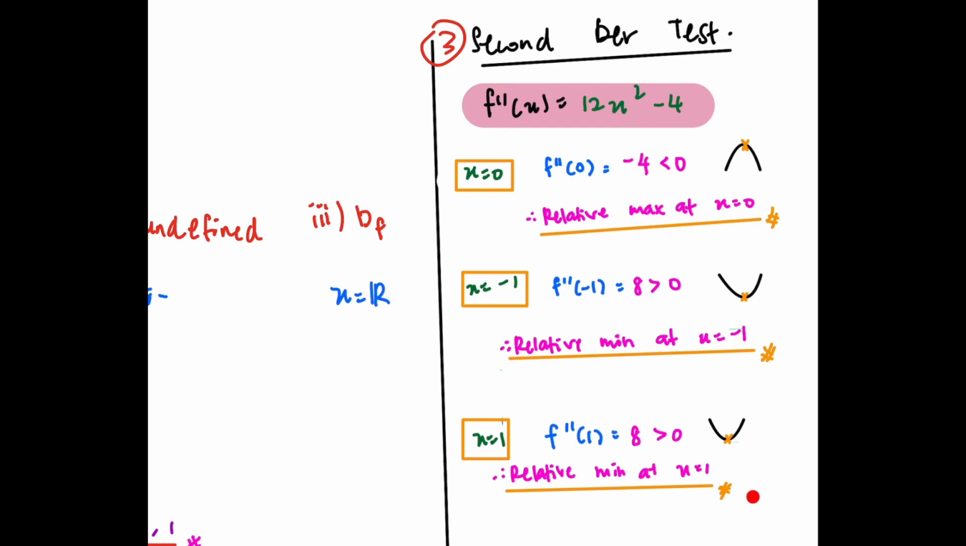So that is how you should do a second derivative test. That's all for this chapter. We will see the application of this chapter in the next chapter, which is optimization.